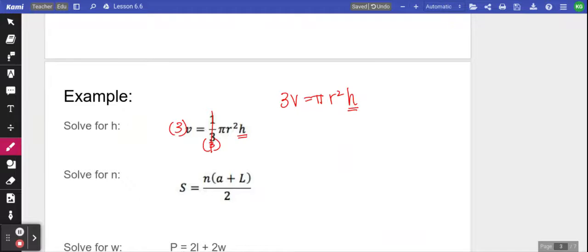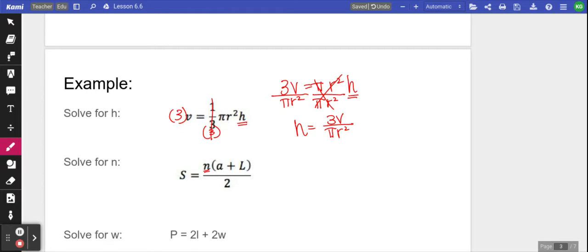And again, height is what I'm trying to get by itself. The pi and the radius squared are both being multiplied, so my opposite would be to divide both sides. So my final equation, h by itself, would be 3 times v over pi r squared.